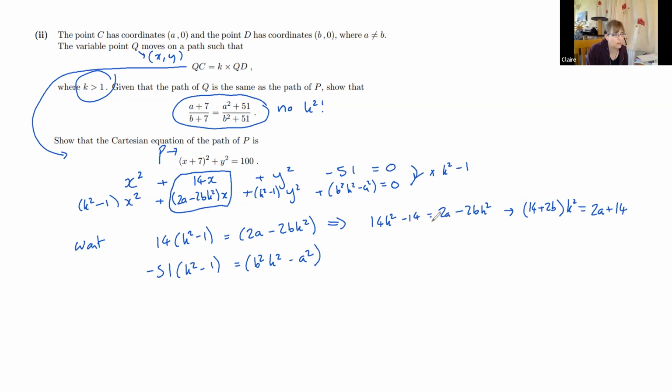So that was adding the 14 to both sides and adding the 2bk squared to both sides. That means that k squared is equal to 2a plus 14 over 14 plus 2b. Now, I like the look of that because that is the same as a plus 7 over b plus 7, if I divide top and bottom by 2. And that is this side. So I'm fairly happy about that.